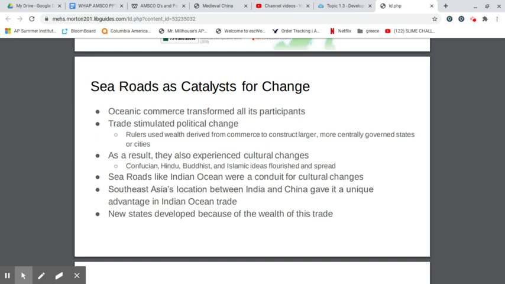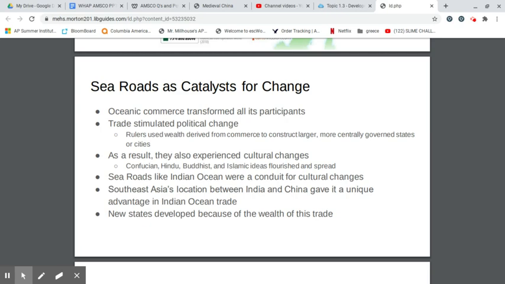Confucian China, Hindu India, Buddhist India, and Islamic ideas flourished and spread throughout the Silk Road, throughout the Indian Ocean trade. It's big time. That's how ideas spread in the ancient world. They don't have phones. They don't have the internet. So ideas you get from another place come through traders.